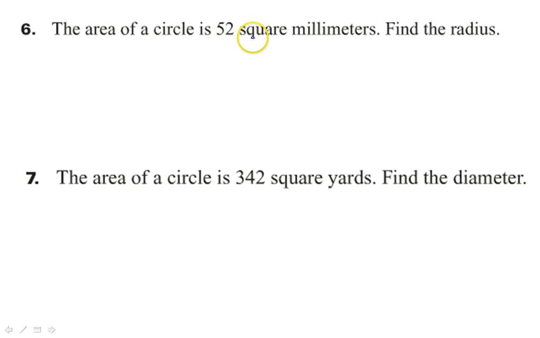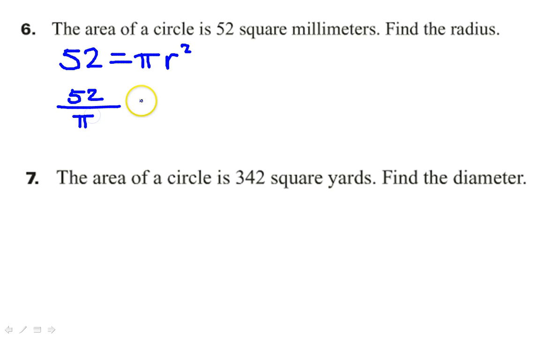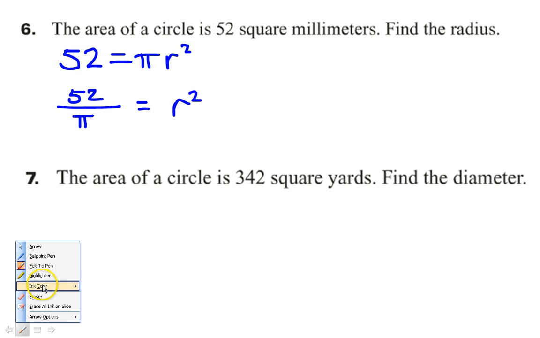The area of the circle is 52. Find the radius. Okay? Again, this is the same thing as before. So area equals pi r squared. So 52 equals pi r squared. Okay? That means 52 over pi is equal to r squared. Now it's time to take the square root of both sides.